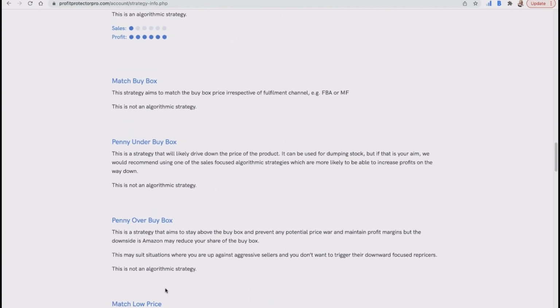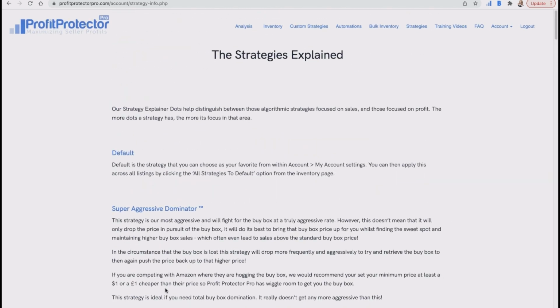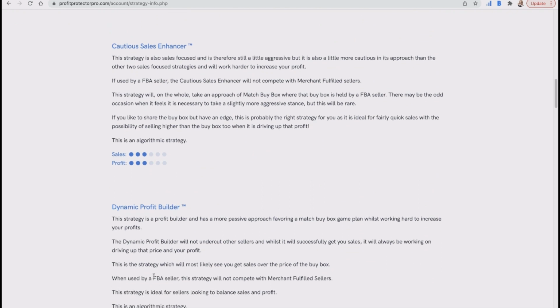So you have rules and you have algorithms in Profit Protector Pro, and your boss can choose, or you can choose on behalf of your boss, what is best for each of those listings. And some listings might be different, because as I say, if you've got a lot of aggressive other sellers on the listing, then you'll probably want to use super aggressive dominator. If you've got fewer sellers and they're all happy to share the buy box, then you want to use something more like cautious, balanced, or dynamic that pushes up that profit. So it makes that profit higher, and your boss makes the most money possible from every single one of those sales.